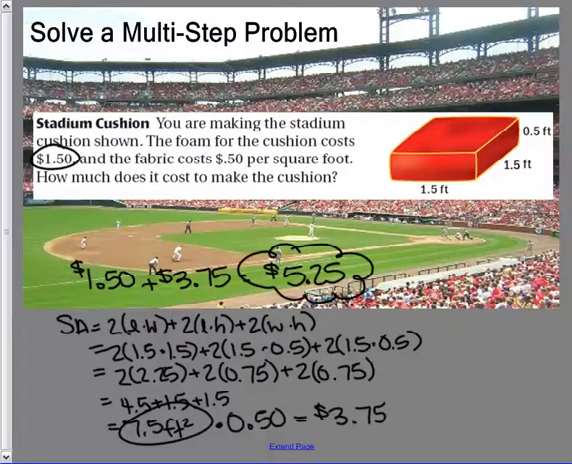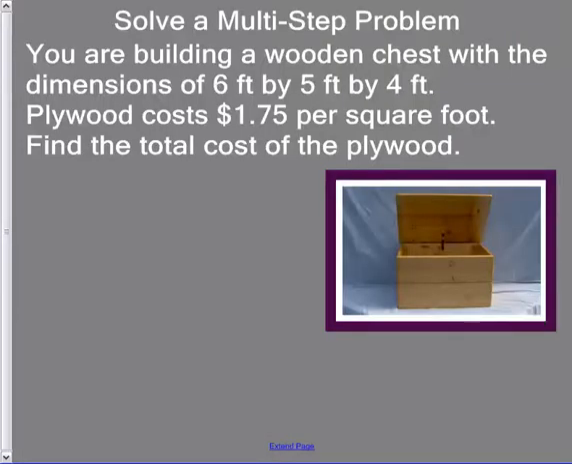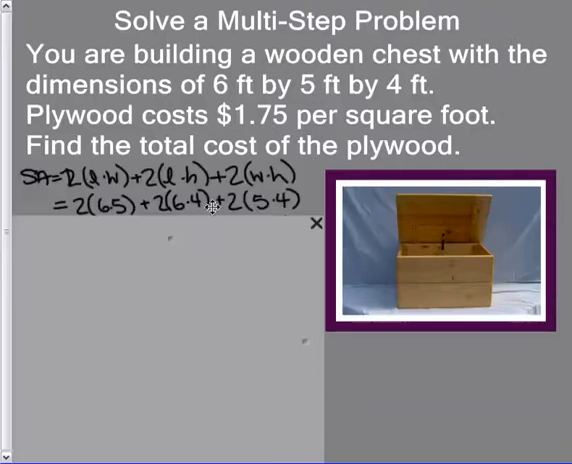All right, let's look at another example. You are building a wooden chest with the dimensions of 6 feet by 5 feet by 4 feet. The plywood costs $1.75 per square foot. Find the total cost of the plywood. Okay, you try it and I'll be back in just a second to show you what I did. Okay, so here's my work. I wrote the formula and I plugged in the numbers.